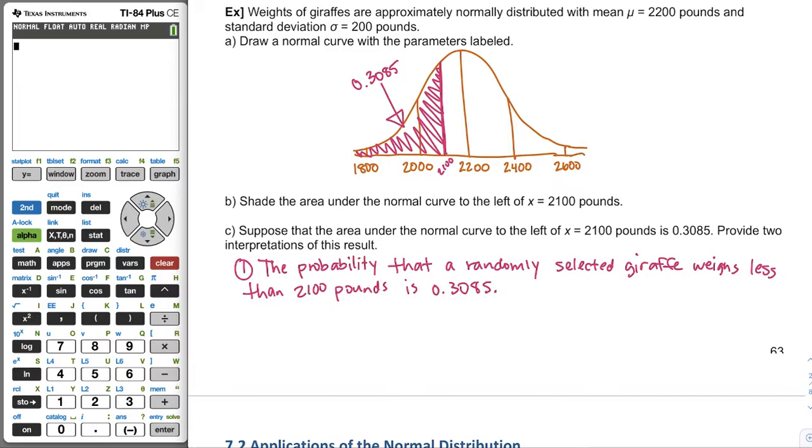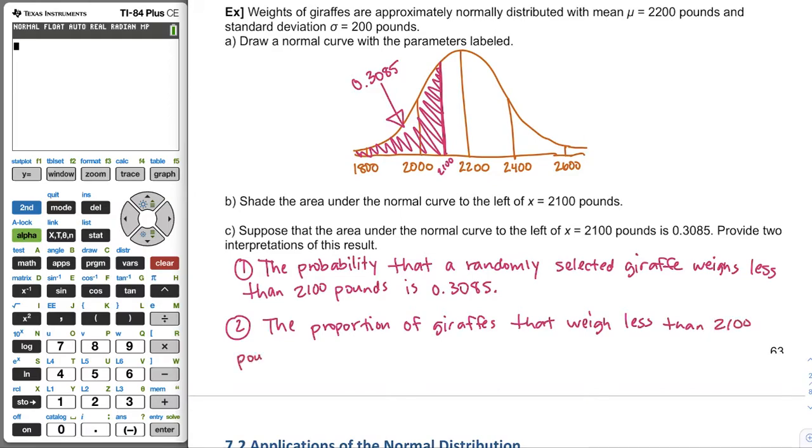The next one is proportion, or you can think of it as percent. I'll just use the word proportion. The proportion of giraffes that weigh less than 2,100 pounds is 0.3085.